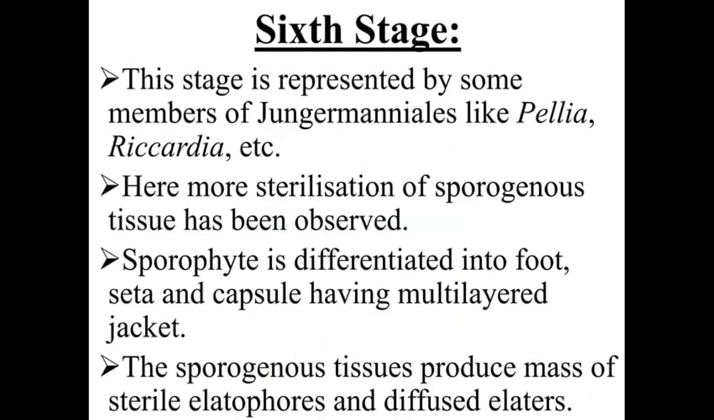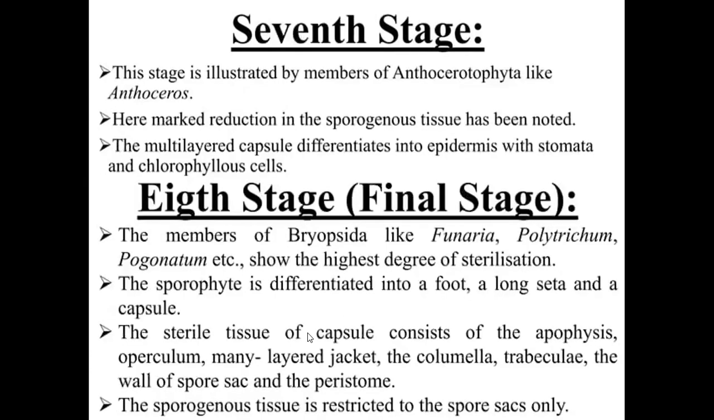Now, the sixth stage is represented by members of the Jungermanniales, such as Pellia and Riccardia. Here, more sterilization of the sporogenous tissue is observed, where the sporophyte is completely differentiated into foot, seta, and capsule. The capsule has a multi-layered jacket, and the sporogenous tissue produces a mass of elaters and spores, with diffused elaters.